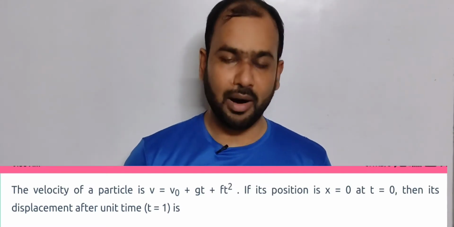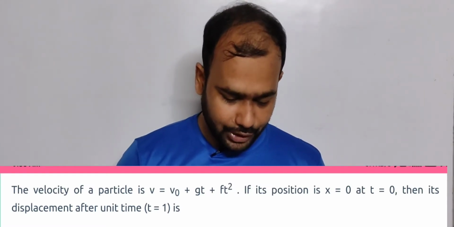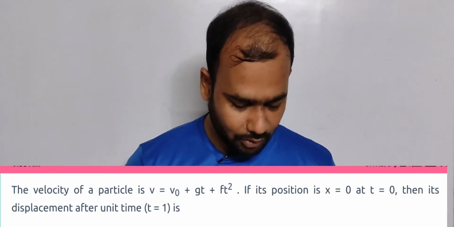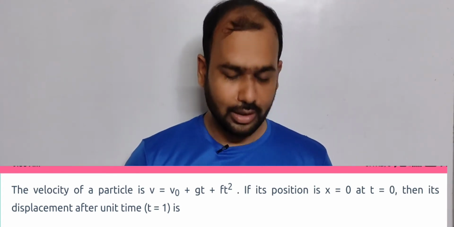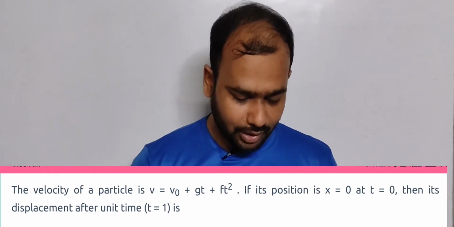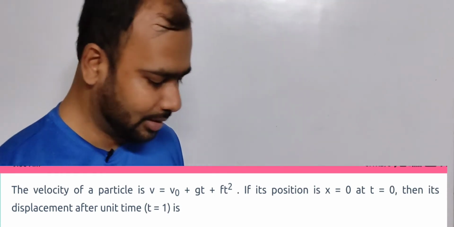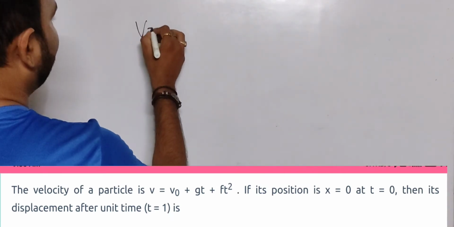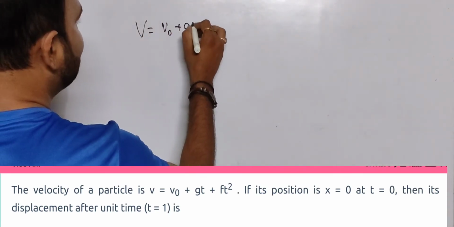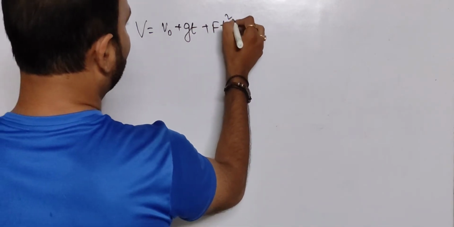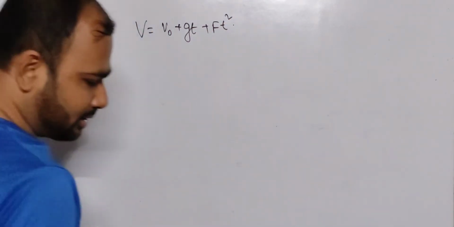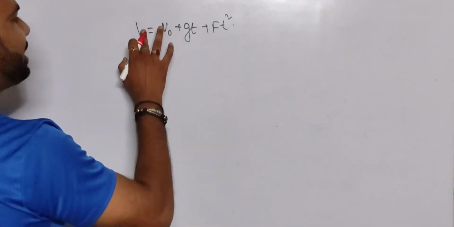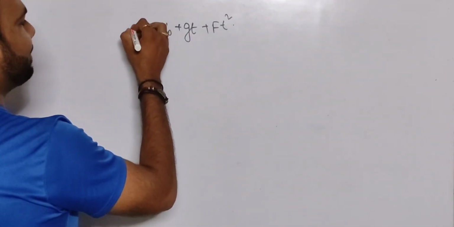The velocity of a particle is v equal to v naught plus gt plus ft square, the position x equal to 0 at t equal to 0, then its displacement after t equal to 1 second. The expression of velocity is given, that is v equal to v naught plus gt plus ft square. We are asked to find the displacement or position, so simply change this velocity to dx by dt.